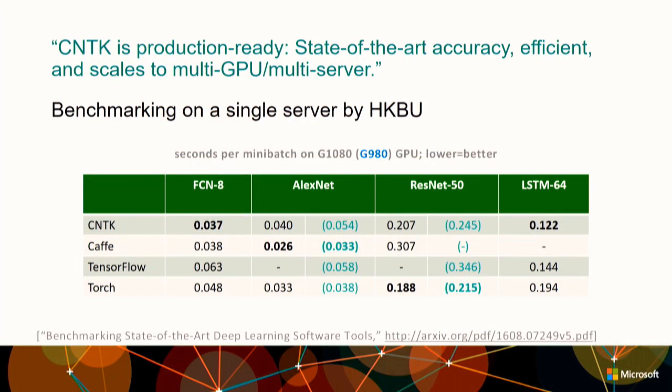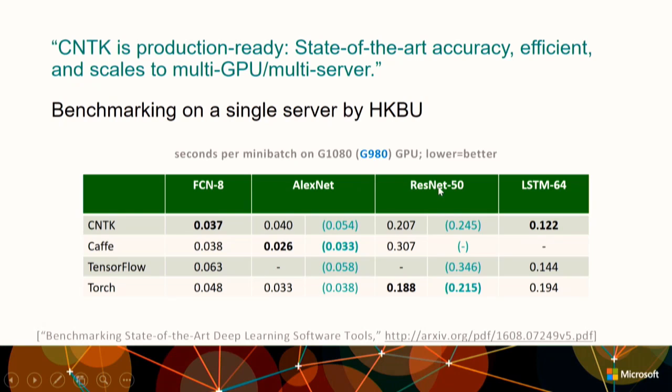Okay. Now talking about performance, I would like to bring to you, you have probably played around with a bunch of toolkits out there. So this is a study done by Hong Kong University researchers, where they compared CNTK with Caffe, TensorFlow, and Torch on several well-known models, starting with fully connected layer, AlexNet, ResNet, and LSTMs. What you can see here is that CNTK does very well with fully connected and LSTMs.